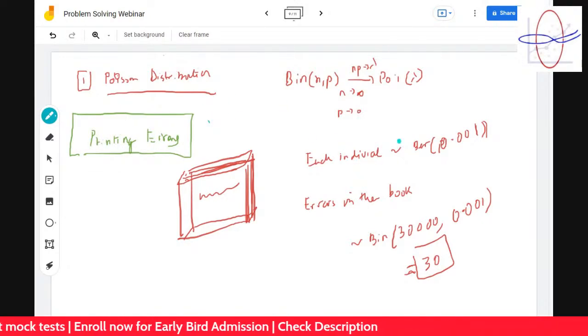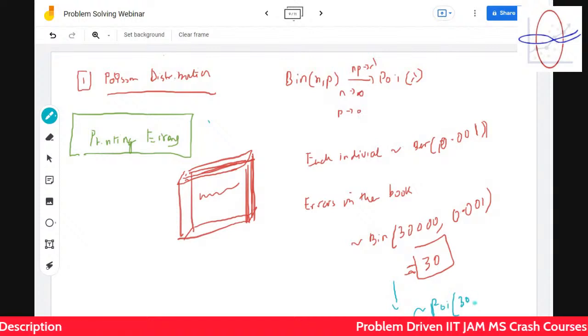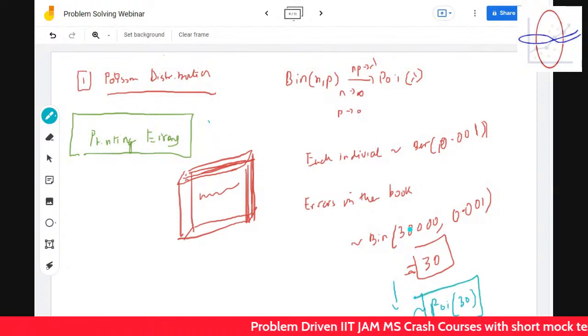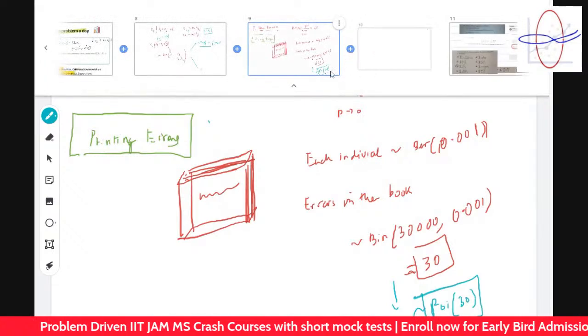So this is a very real life example of how binomial works. Now this actually follows a Poisson. This is modeled by Poisson(30). That's it. So now let's take this as an example and understand the whole procedure.